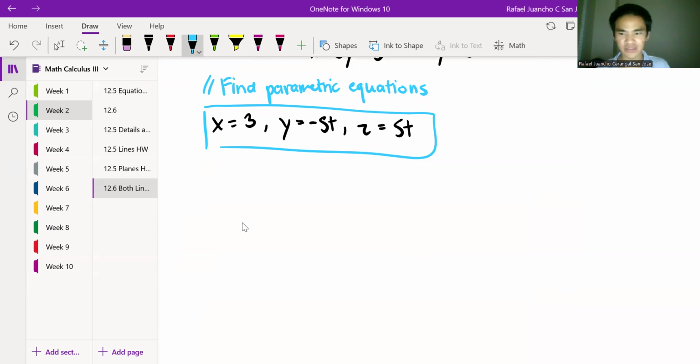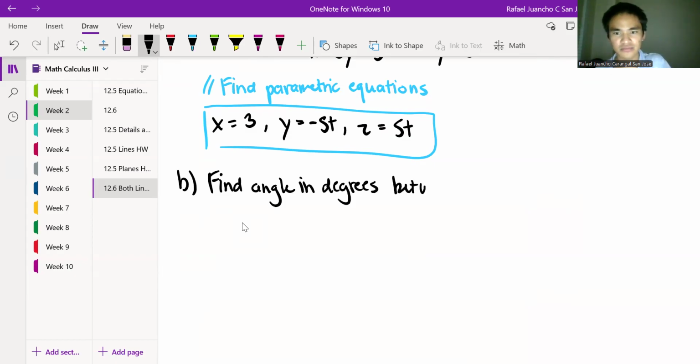So let's do that real quick. Find the angle in degrees between the planes. Okay. So what is this? Well, I don't know. I can't find it in one go, maybe.